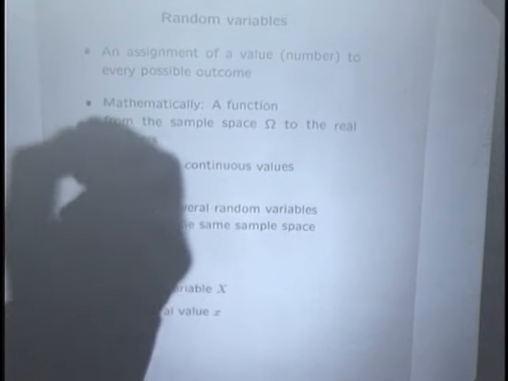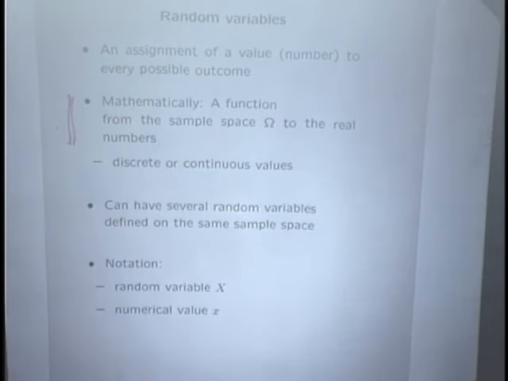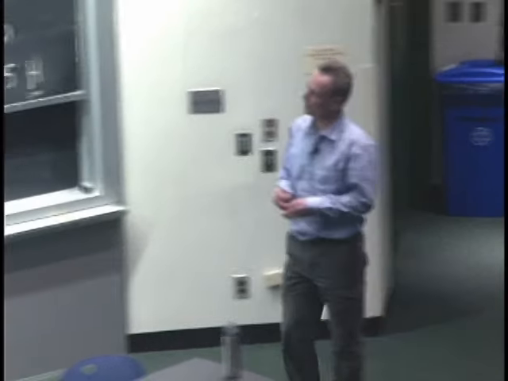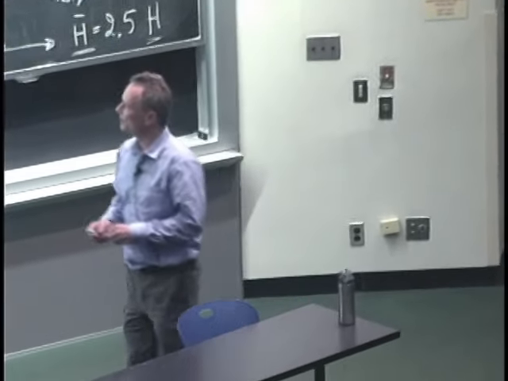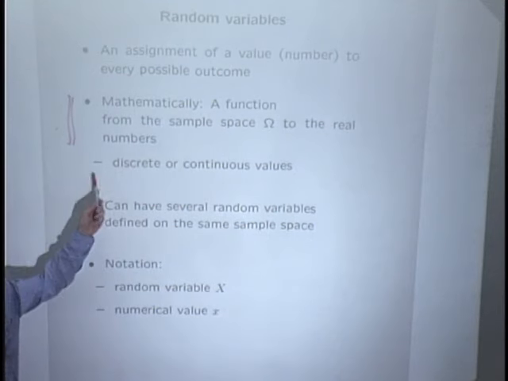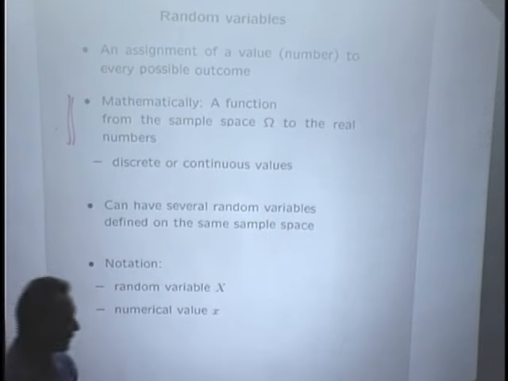So the formal definition is that a random variable is not random. It's not a variable. It's just a function from the sample space to the real numbers. That's the abstract, the right way of thinking about them. Now, random variables can be of different types. They can be discrete or continuous.